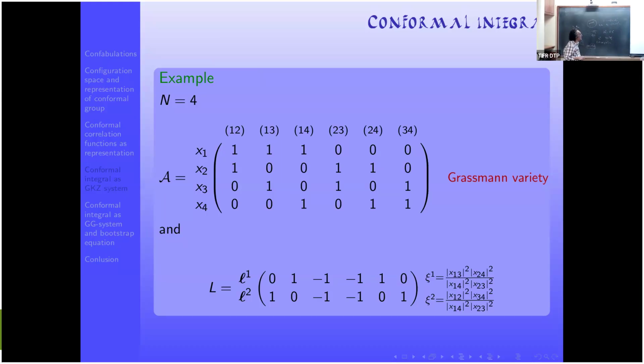These null vectors give you the cross ratios. So the way to read it is 1,3 and 2,4 in the numerator, and 1,4 and 2,3 in the denominator.